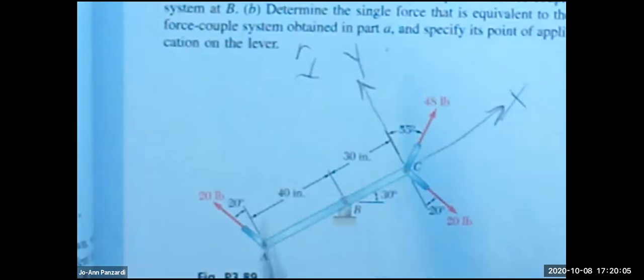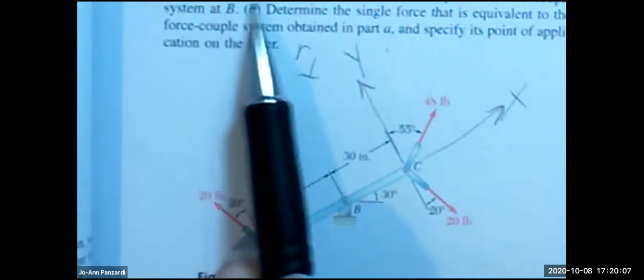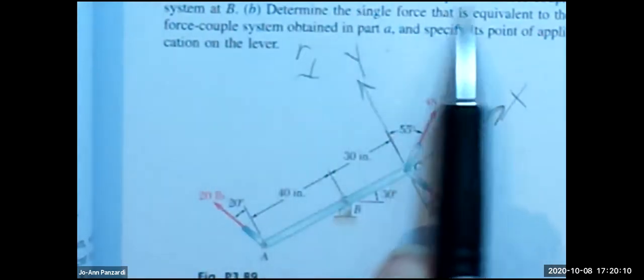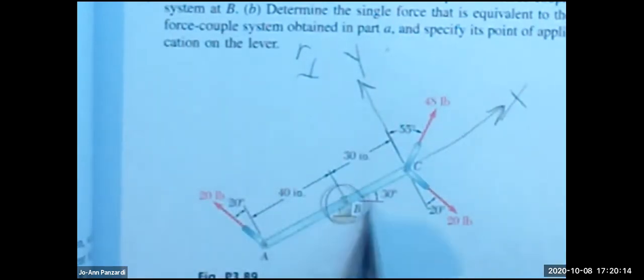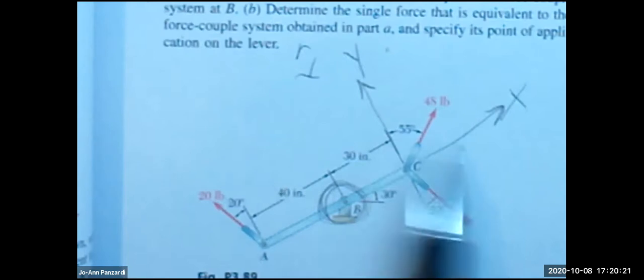Let me just read the question again. Replace the three forces with an equivalent force moment couple system at B. So let me circle B. In the end, we're going to have to find the resultant force and resultant moment about B. Why is putting the axis like this better or quicker? It would help with the angles.